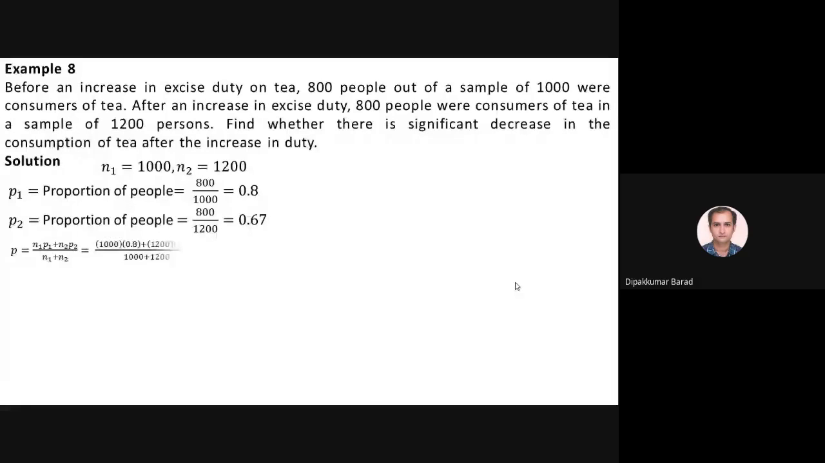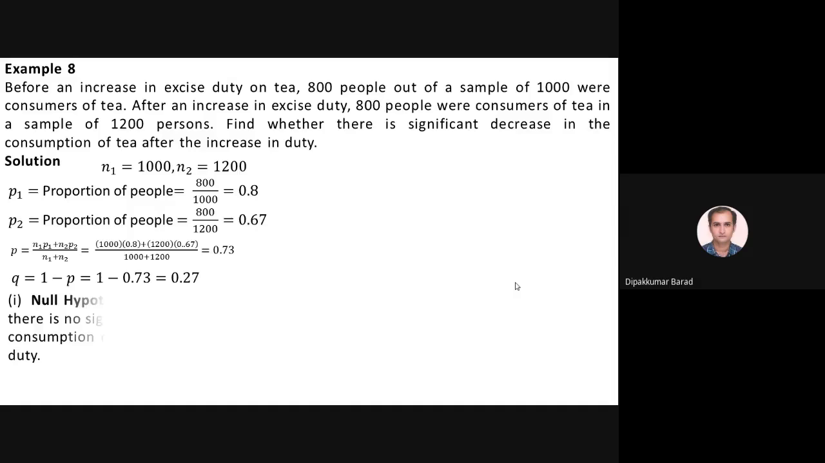Now small p is (n1 p1 plus n2 p2) upon (n1 plus n2). So 1000 into 0.8 plus 1200 into 0.67 upon 1000 plus 1200, and small p comes out to be 0.73. Once we get small p, we can find small q, 1 minus small p, which is 0.27.